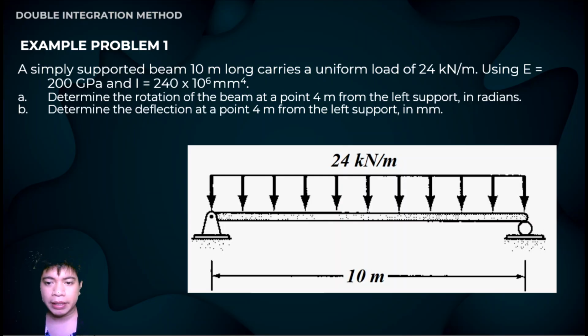Ayun, so ang hinahanap natin guys, balikan lang natin. So, letter A, determine the rotation of the beam at a point 4 meters from the left support in radians. So, ibig sabihin guys, ang kailangan natin dito is yung rotation ng beam, that is yung theta, or dy over dx yung kailangan natin dito sa letter A. Diba sabi nga natin that theta at dy over dx ay pareho lamang to.